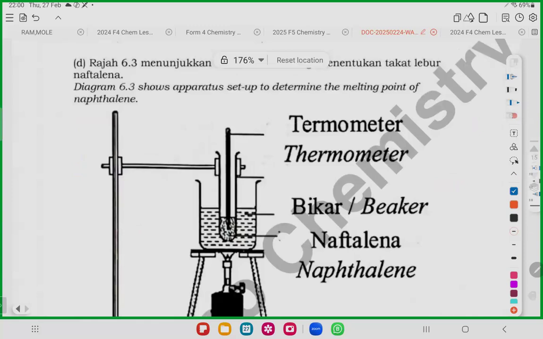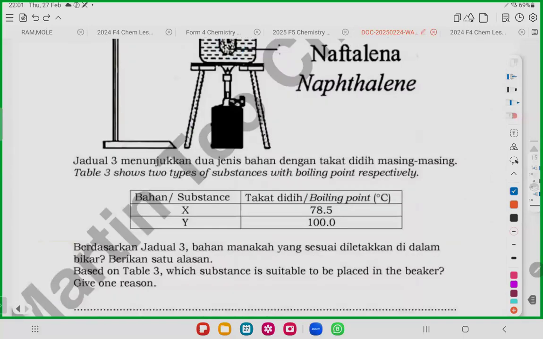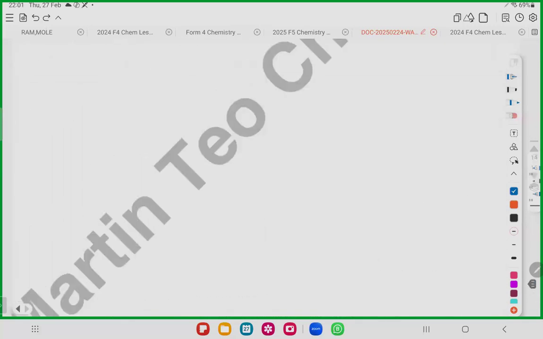Diagram 6.3 shows the apparatus setup for the heating curve, for the melting point of naphthalene. You can see this is indirect heating. Naphthalene is here. They put a liquid, they heat the liquid, which eventually heats the substance. Okay, this is a fantastic question. It's not hard, but it's good.